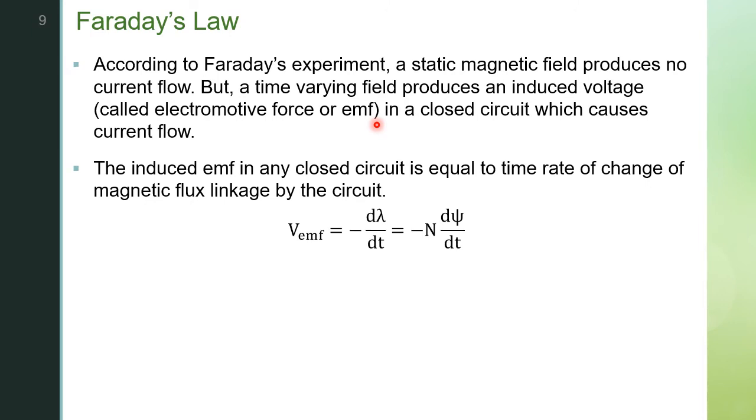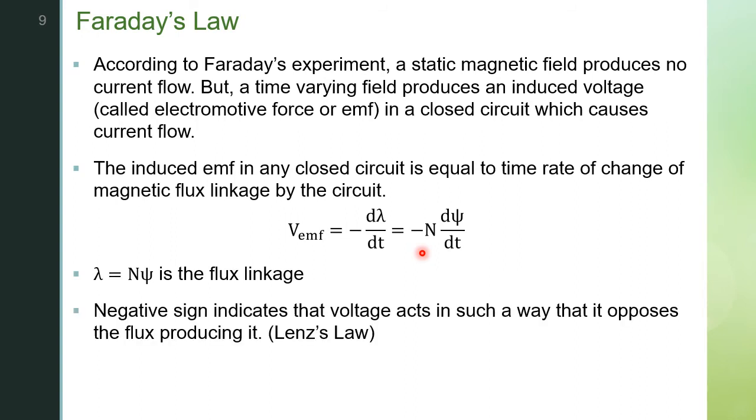When you consider the induced EMF in a closed circuit, it is equal to the time rate of change of flux linkage by the circuit. That is, V EMF will be equal to minus d lambda by dt, where lambda is the flux linkage. When you consider psi, which is the magnetic flux, lambda will be equal to N into psi, where N is the number of turns present and flux psi is the flux linked to each turn. So lambda is replaced by N psi, so it is minus N d psi by dt. Now this lambda equal to N psi is called the flux linkage.